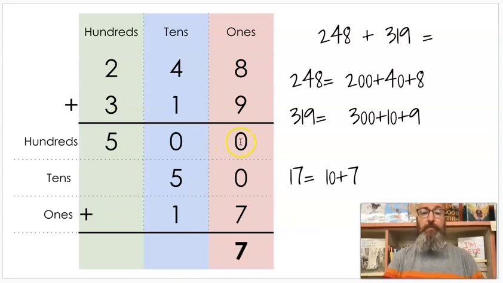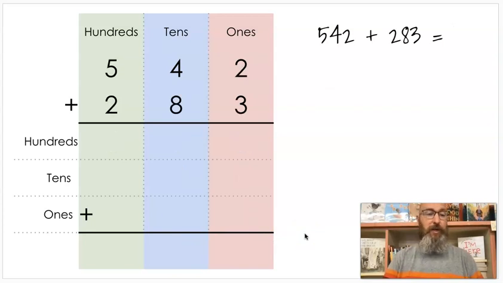Okay? So 0 plus 0 plus 7 is 7. 5 tens and 1 ten is 6 tens. And then 5 hundreds makes 500. If I put all that together, I get 567. Because that's 500, that's 5 hundreds. 6 tens makes 60. 7 ones makes 7. 567.